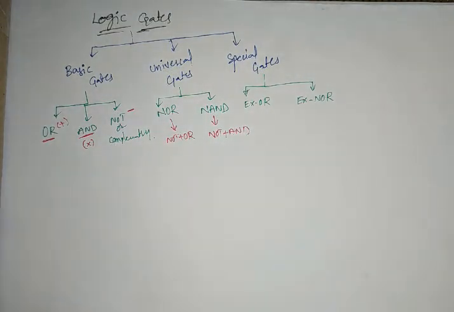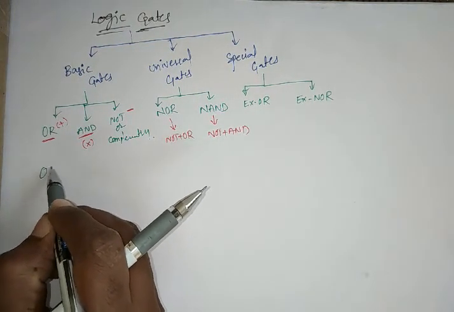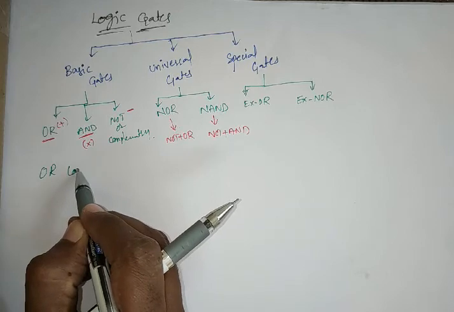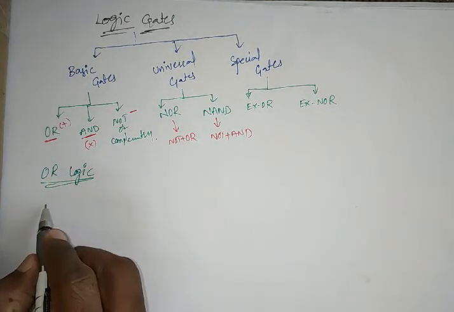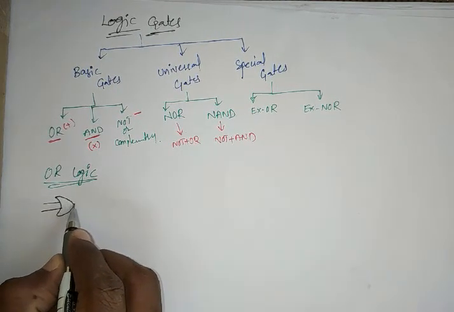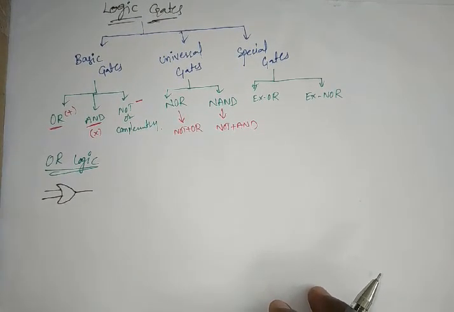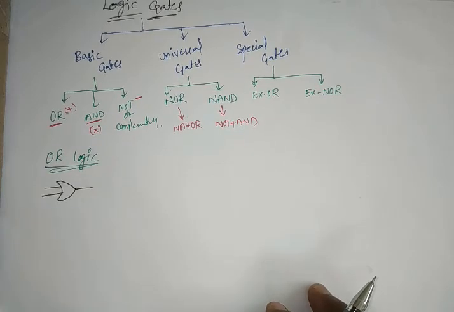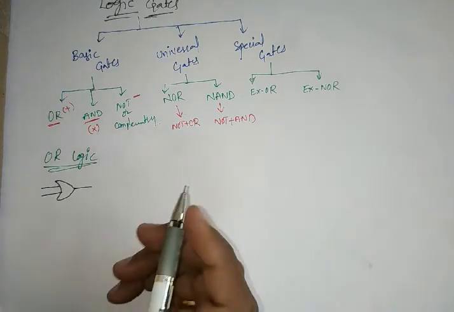OR logic, representing the OR function, and its symbol representation. Now we'll see that gate is OR logic. The symbol representation is like this. The symbol is very important, because further we are going to design different combinational logic circuits and sequential circuits, so we have to know the symbols of the logic gates.